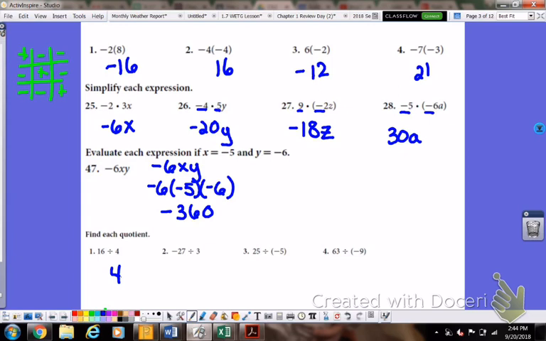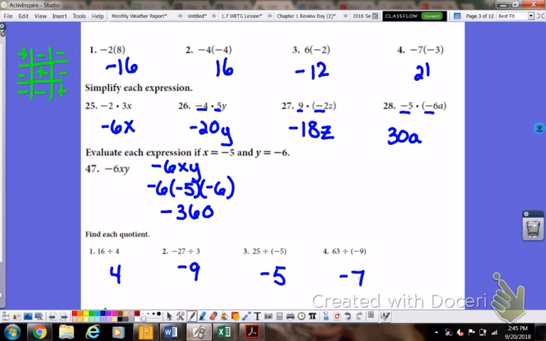Number 3, 25 divided by negative 5. Well, 25 divided by 5 is 5. Now check our signs, positive, negative, go back to our board. Positive, negative gives us negative. And 63 divided by negative 9. I know 63 divided by 9 is 7. Different signs, so negative.